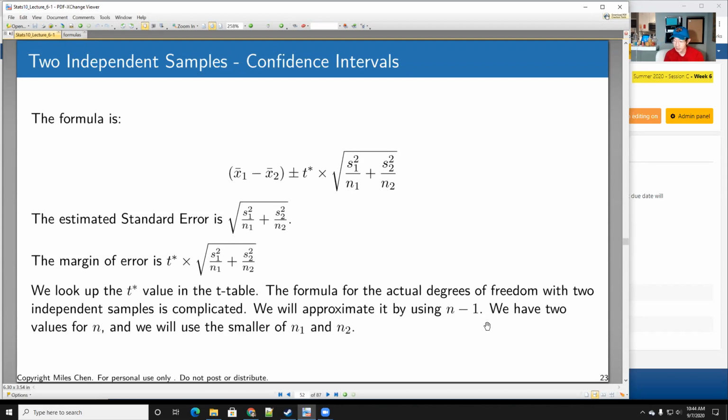The question says, is it possible that we would be given sigma and then we would have to use z star instead of t star for these confidence intervals? I would not do that on an exam. I guess in some hypothetical situation it's possible. But in real life, it's very, very unusual to have a situation where you would have sigma but not mu.